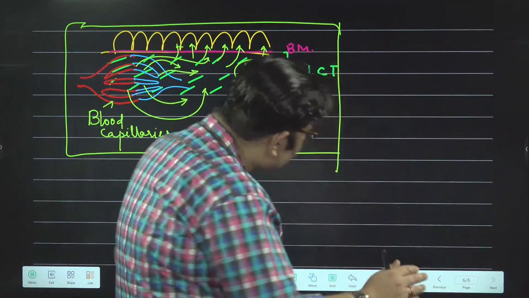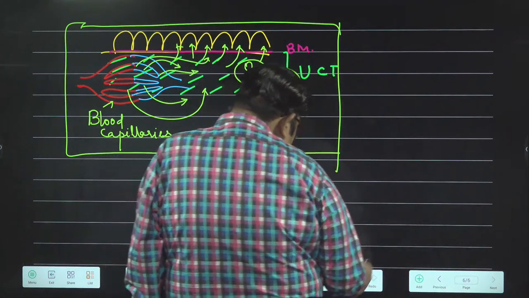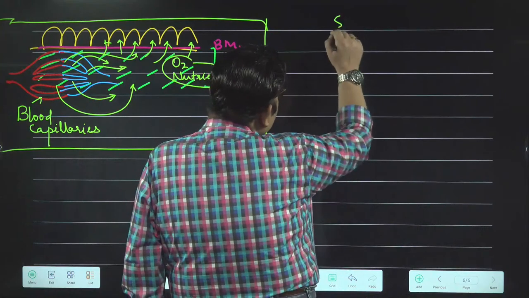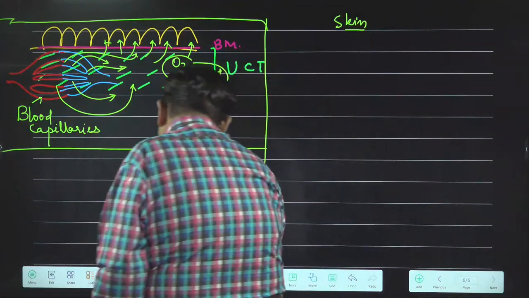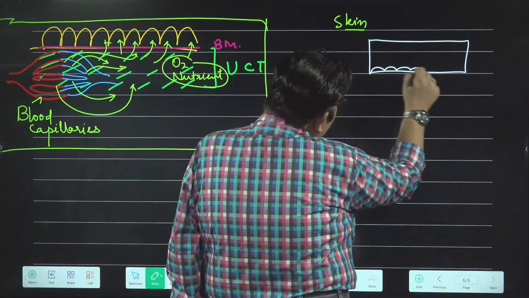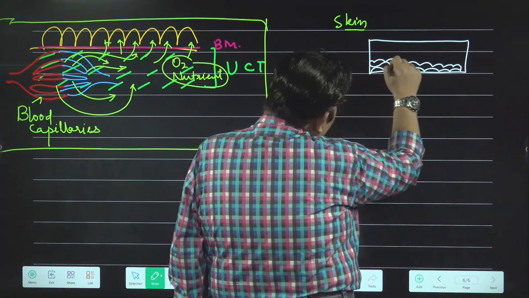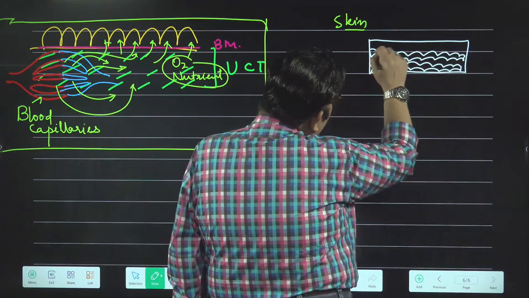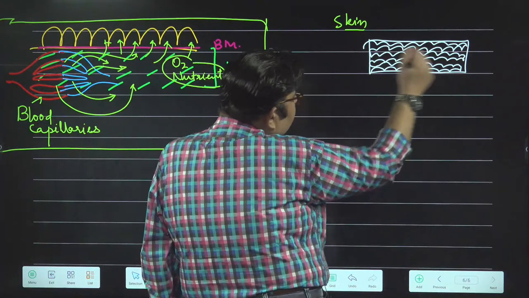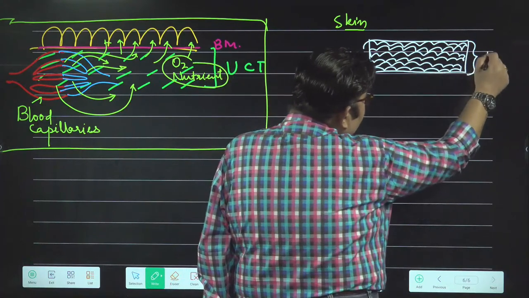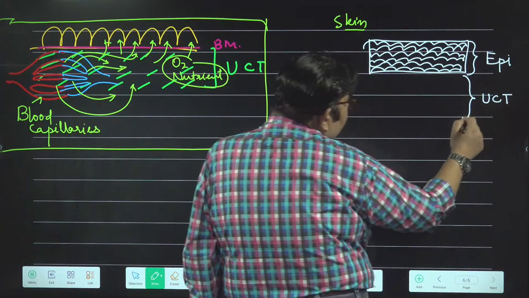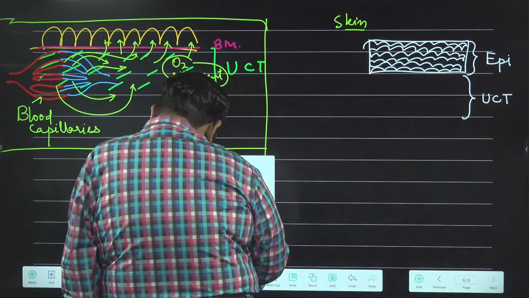Okay. So I'll tell you, for sensation, it is not required that you have the nerve ending directly coming to one place. So once again, skin. Now, skin is a stratified epithelium. Skin is a classical example of stratified epithelium, a multi-layered epithelium. This epithelium is called epidermis. Epi means upon and dermis means the skin. This is the epithelial tissue, and the underlying connective tissue is called dermis.